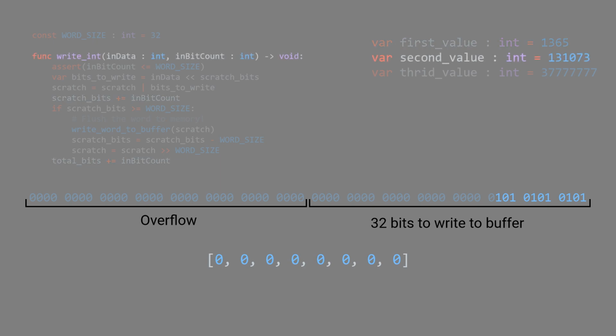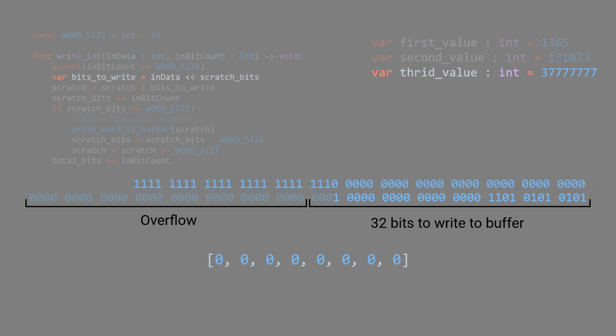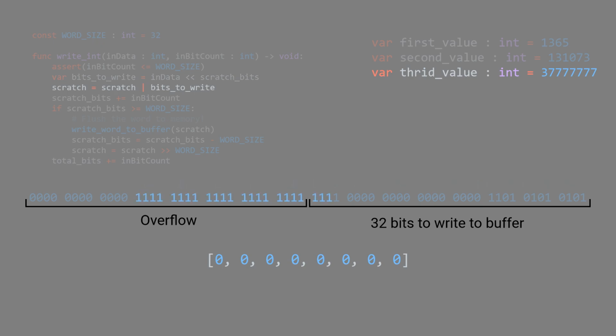Now for our second value. This one takes up 18 bits. When we write this value, we start by shifting it 11 bits to the left, then ORing this new value into the scratch. Then we track the total bits and the number of scratch bits and move on. Our scratch now has 29 bits in it, tightly packed with the first and second values. Now let's go on to our third value. Again, we start by shifting it based on the current scratch bits, followed by ORing the new value into the scratch. Our scratch now has all three values tightly packed, but now the number of scratch bits is greater than 32, so it's time to write data into the buffer.